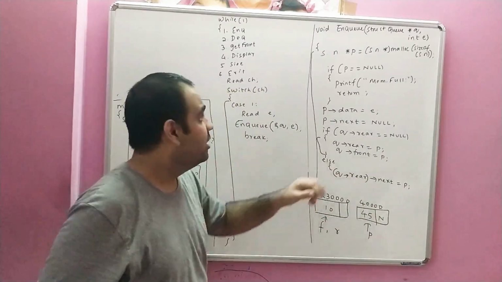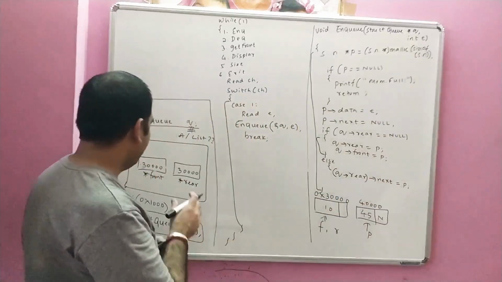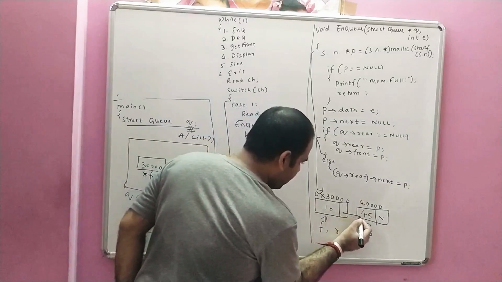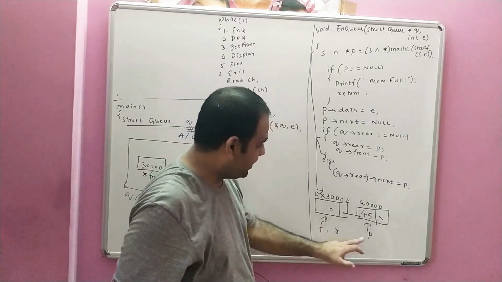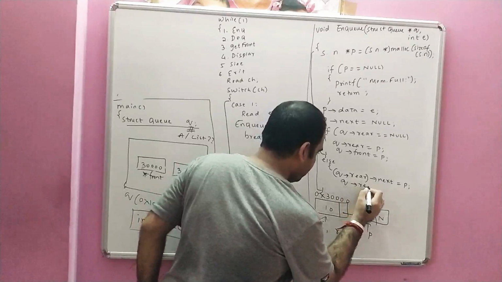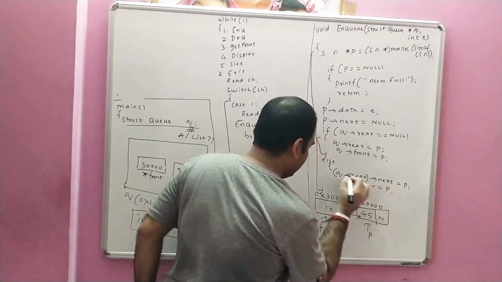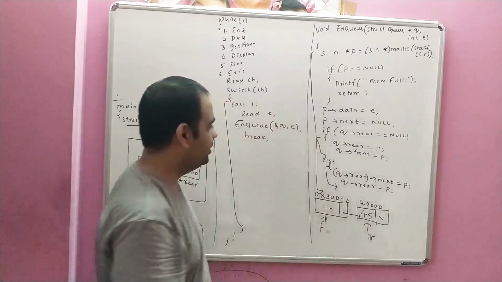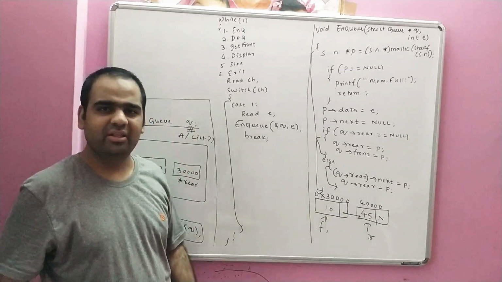Why q arrow rear? Because q is a pointer. q arrow rear means what? 30,000. This complete node's next is equal to P. And what should become the rear pointer now? P should become the rear pointer. Hence we say q arrow rear is equal to P. Now this becomes the rear end of the queue, and you see the 45 is added at the rear end of the queue.